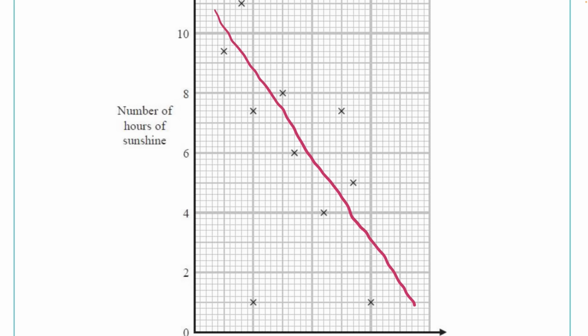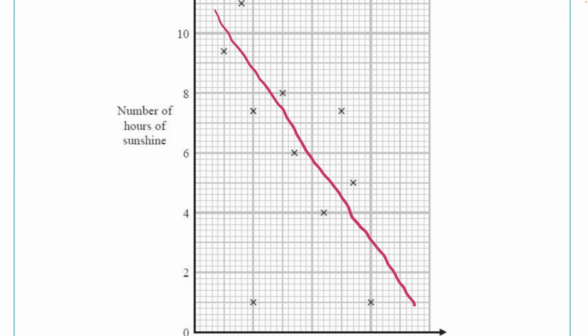For part B, it says, ignoring the outlier, describe the relationship between the amount of rainfall and the number of hours of sunshine. Now this type of question is not asking for the correlation. Here, this has a negative correlation. It's sloping downwards, so if we were asked about the correlation, we would say it has a negative correlation. This is asking about the relationship.